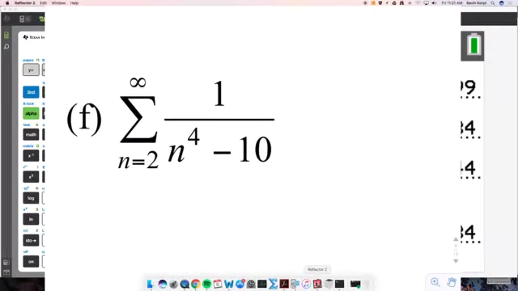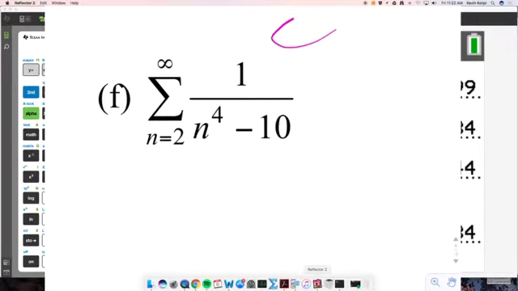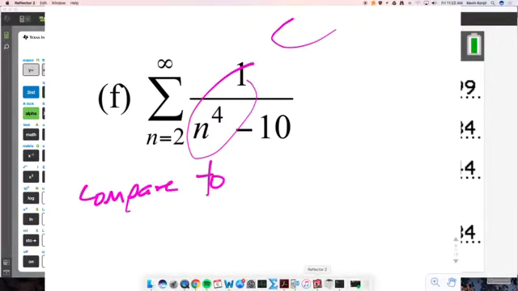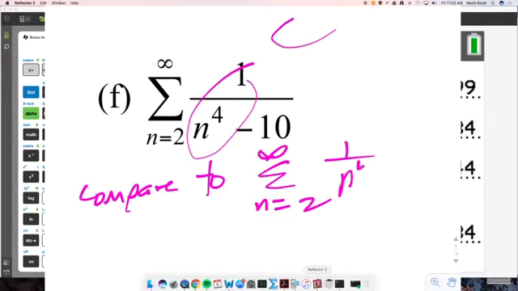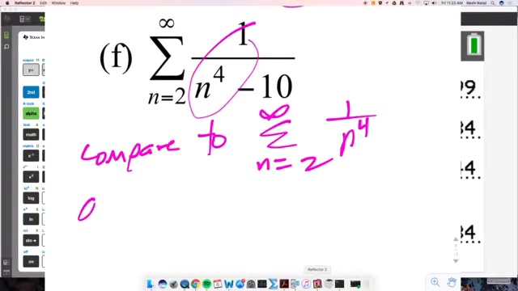All right, letter F, intuition. Converge or diverge? Converge. You are correct. It looks so much like 1 over n to the 4th. So let's compare to... No, 1 over n to the fourth, which is a convergent, what?